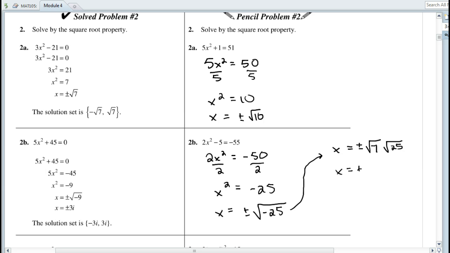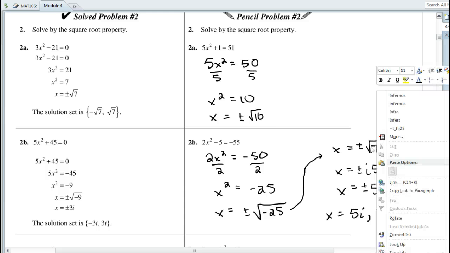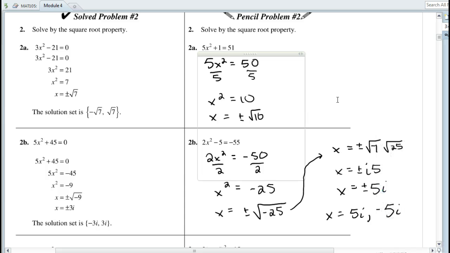So this is just going to be x equals plus or minus i. And then the square root of 25 is 5. So normally they write it number first, letter second. So this would be plus or minus 5i. And then on my math lab, you just type it in as x equals 5i, comma, negative 5i. But nothing really terrible there. You just need to turn the square root of negative 1 into an i. I apologize that square root of negative 1 up here kind of looks like a 7, but please note that's a negative 1. Oh my gosh, I did something terrible.